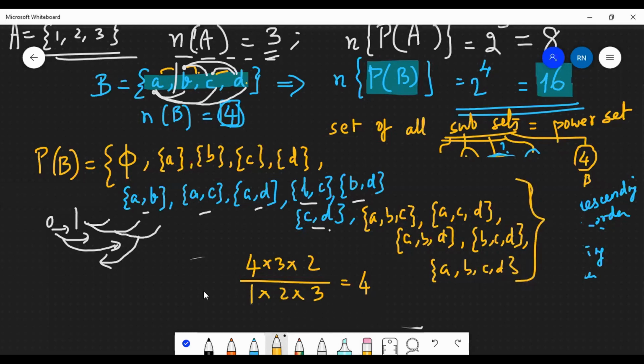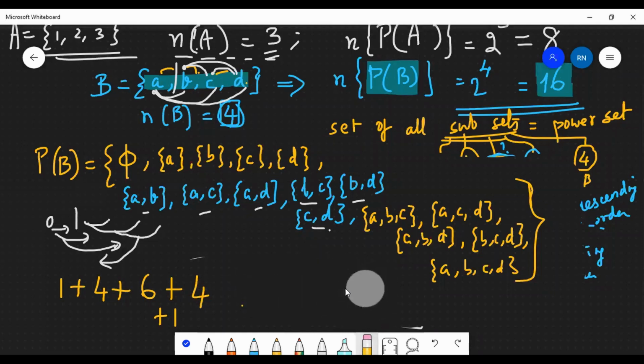When you count, it is 16: null, singletons, 2-member, 3-member, 4-member. So it is 16. This is the arrangement. Fine. So this is a lot you have learned, and please take care to remember. And one more concept, as I told you, the universal set, and we'll go to the exercise. Thank you.